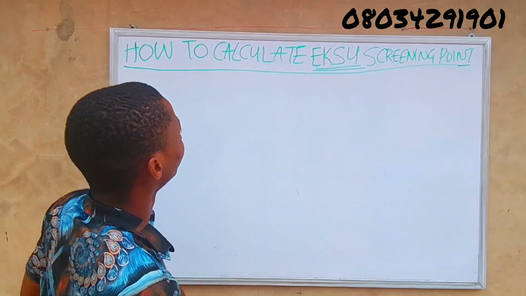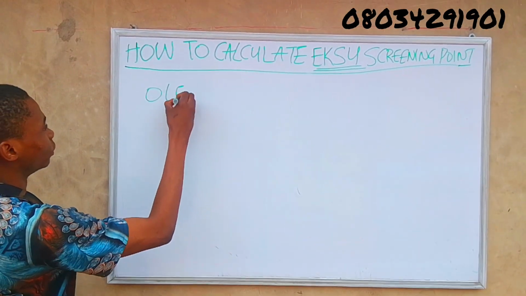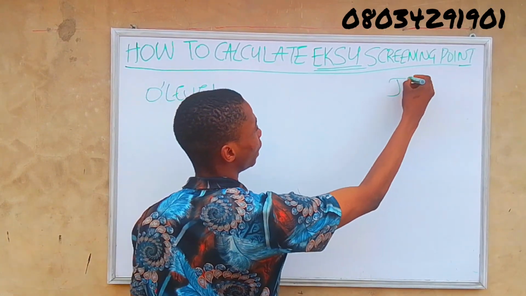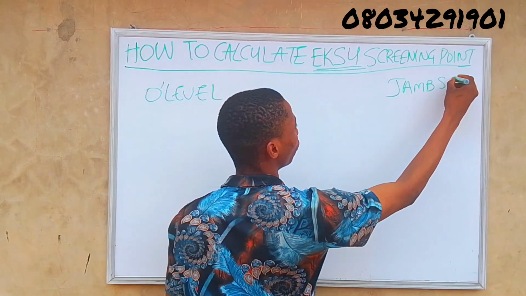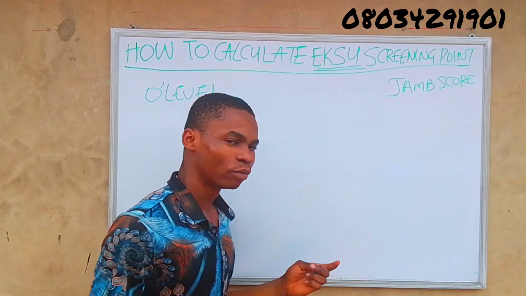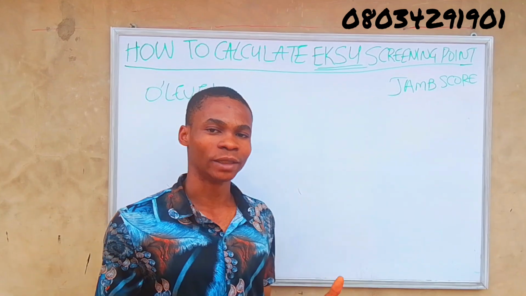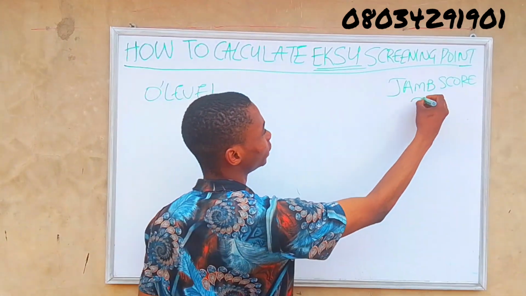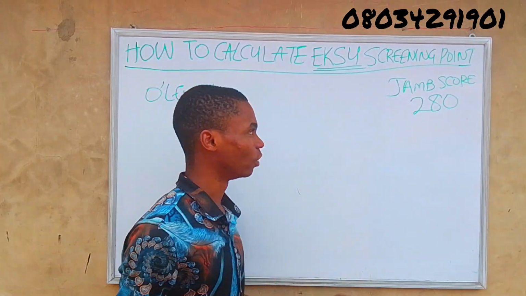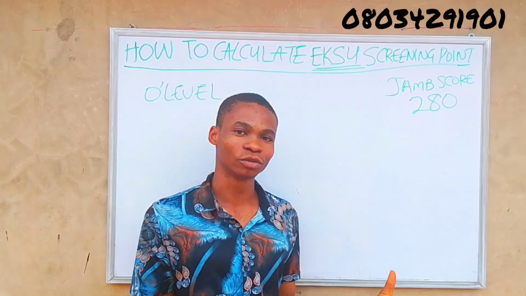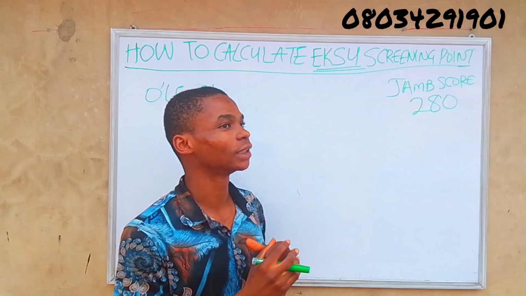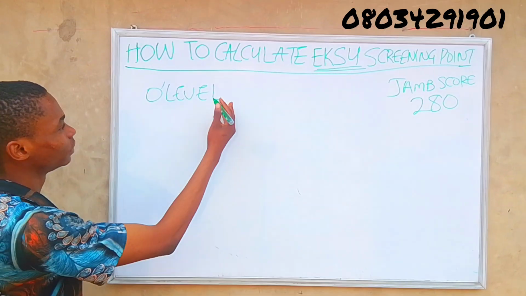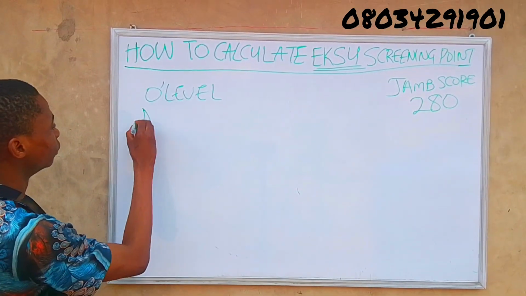So you will need O-level results and JAMB score. For example, maybe you want to study competitive courses like medicine or nursing or pharmacy or law, and you have 280 in your JAMB exam. You can even want to study political science and you have 280 in your JAMB exam. Okay, your O-level. Let me write out how they calculate the O-level result.